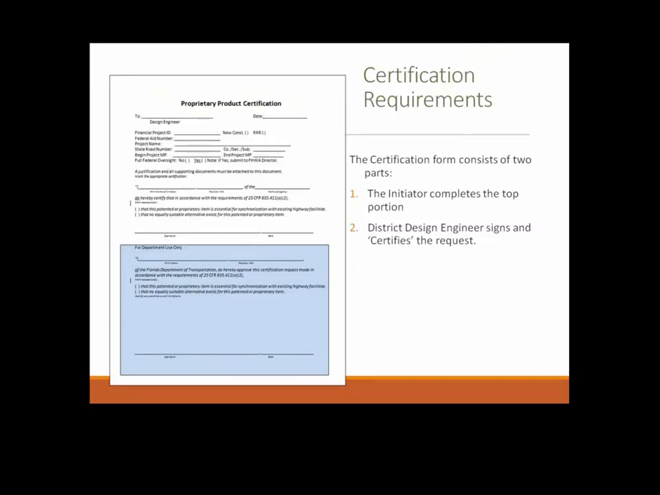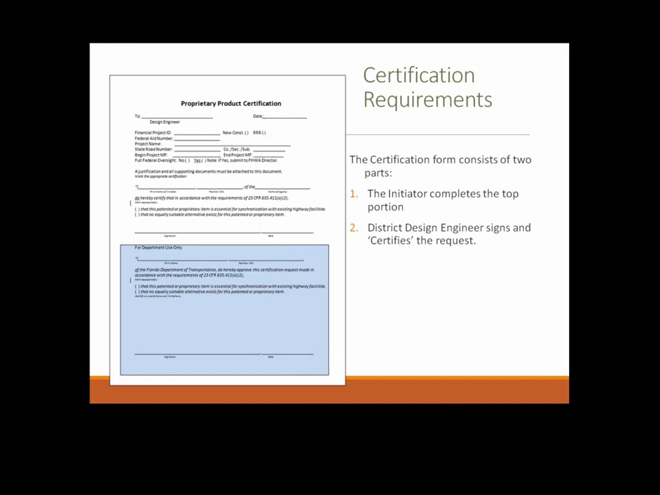So this is what your form is going to look like. Again, it should look very familiar to you, just like your design variations and exceptions. The top part of the form discusses the locations and everything. There is specific language that must be signed, and the language comes right out of Federal Highway.